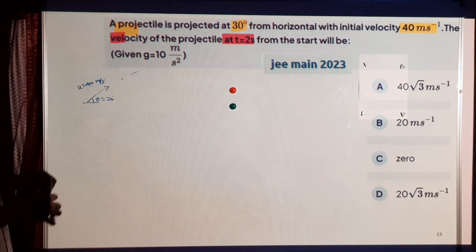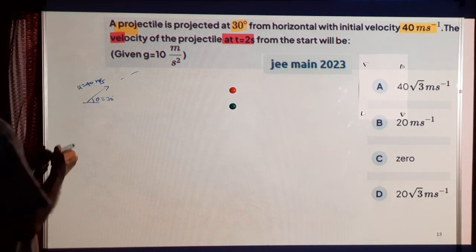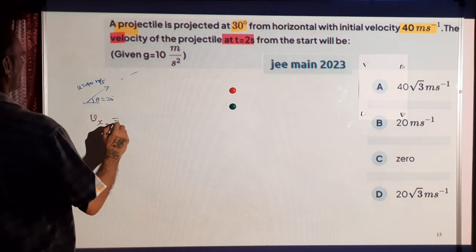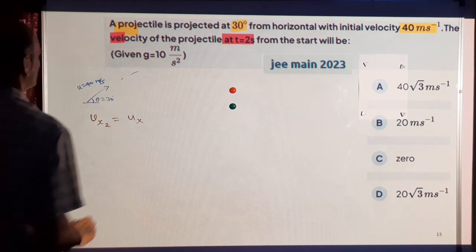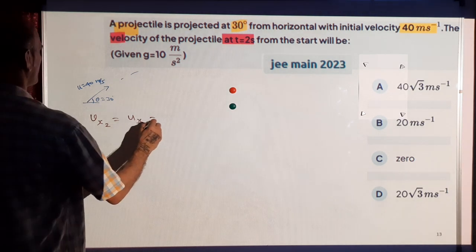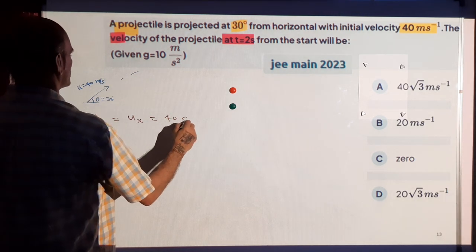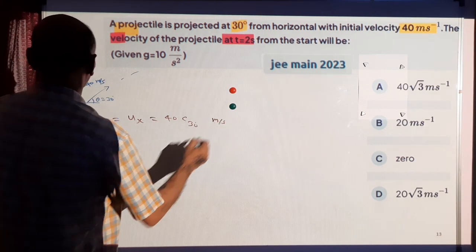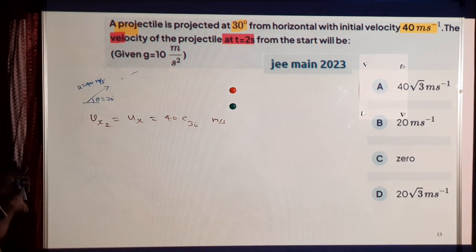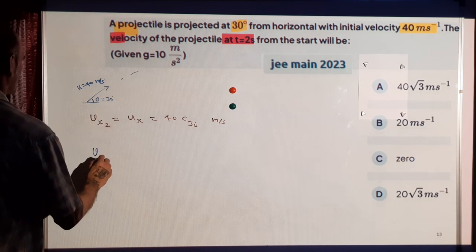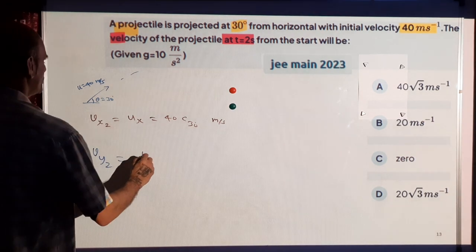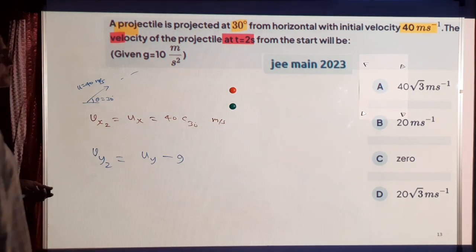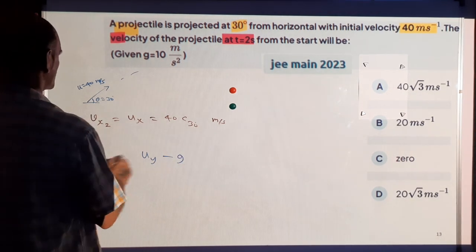The horizontal component of the velocity at 2 seconds will be the same. So Vx at the end of 2 seconds will be the same as Ux because the x component is unchanging. That is 40 cos 30 degrees in SI units. But the vertical component of the velocity will keep on decreasing, which is equal to u y plus a t. A is minus g, and then time is 2 seconds.